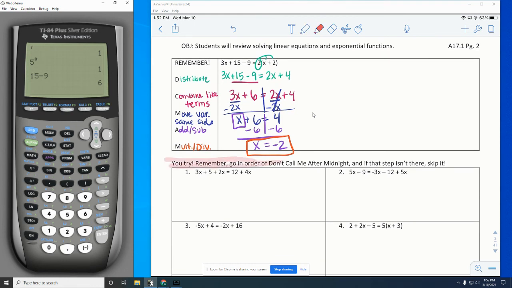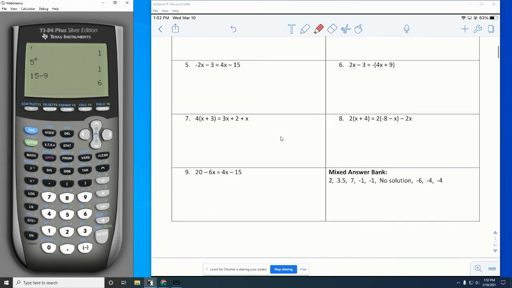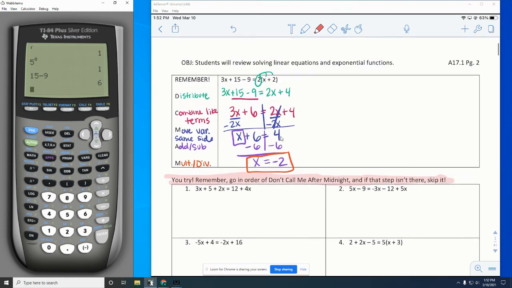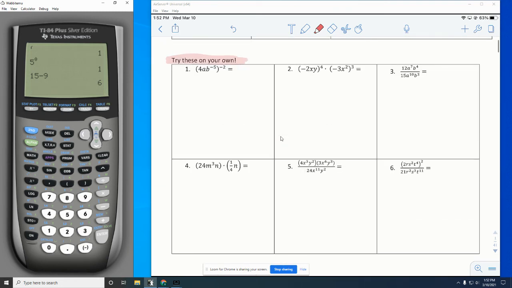So again, you try. Go in order of don't call me after midnight. And if that step isn't there, like the last step on the top, just skip it. So you have 9 problems here. Notice at the bottom there's an answer bank, so you should get all of these answers somewhere throughout the work that you're doing on these problems. And then on the other side, there are 6 problems. So you have 6 and 9 problems, 15 problems for the rest of class. So make sure you're using those skills.